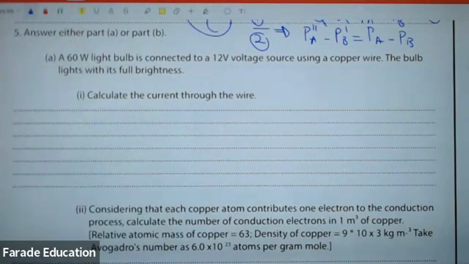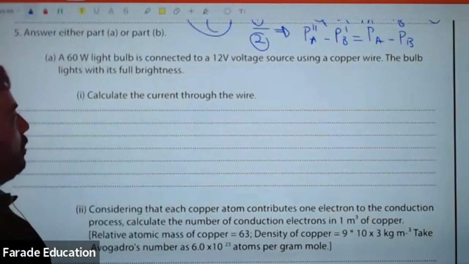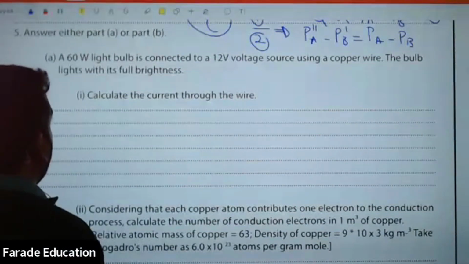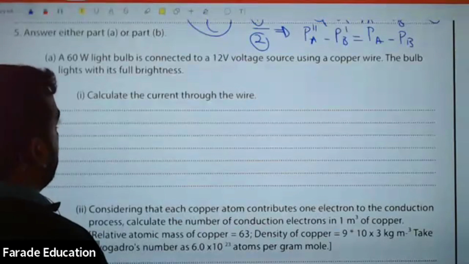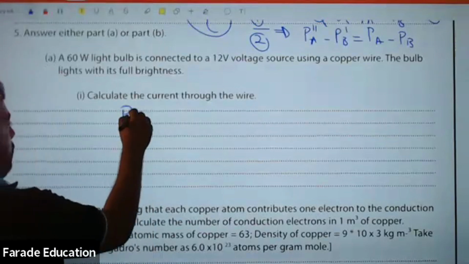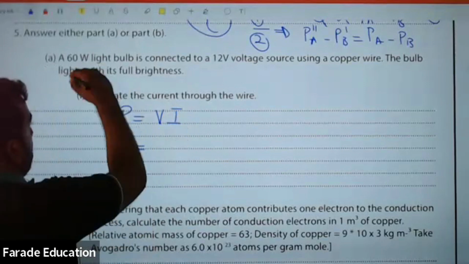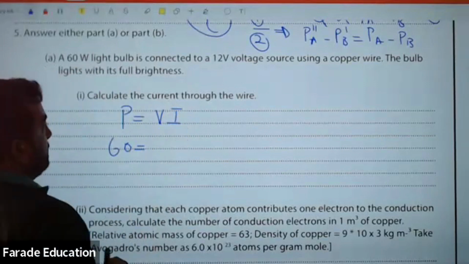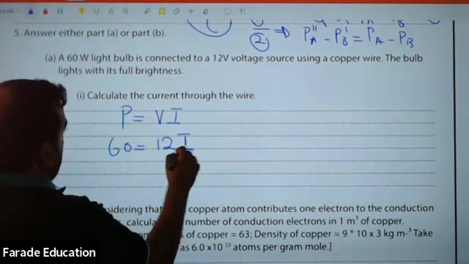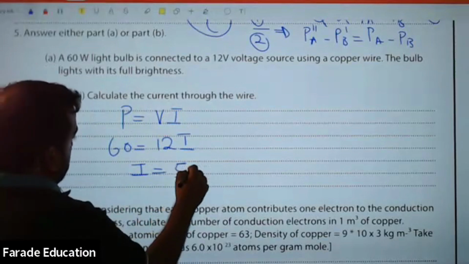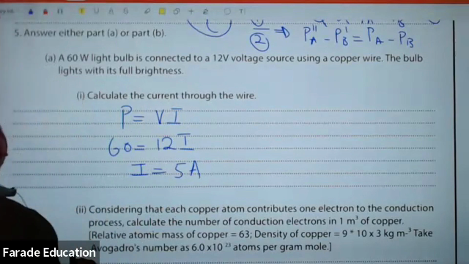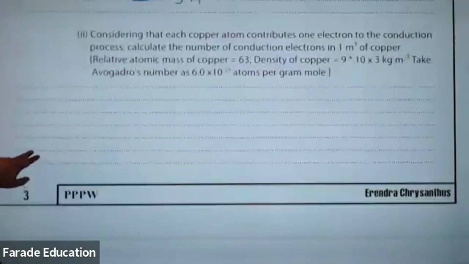Here we go. A 60 watt light bulb is connected to a 12 volts voltage source by a copper wire. The bulb lights with full brightness. Calculate the current through it. So power is equal to VI. Full brightness means energy consumption is maximum, power is maximum. 60 equals 12 times current. Current is equal to 5 amperes. Moving on.